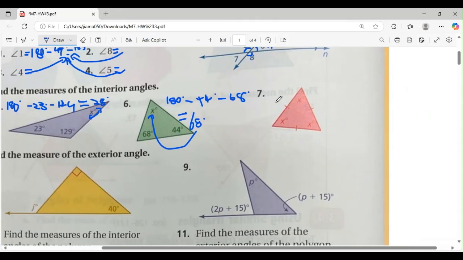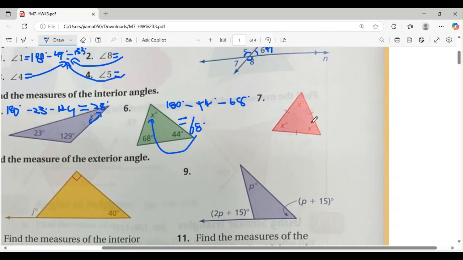Okay, let's see this one. The three angles are x degrees. They have the same angle measures, which means we can just use 180 degrees divided by 3 equals 60 degrees.